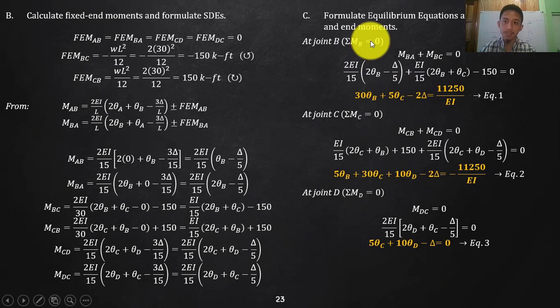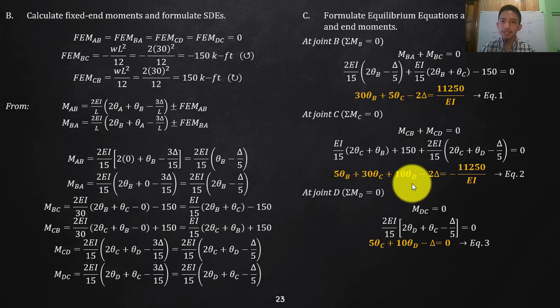Okay, so the summation at joint B, get your MBA, MBC, substitute, simplify. Summation at joint C, MCB, MCD, simplify, you will have this. Okay, it's up to you how you will simplify. If you want to make it decimal, as long as you consider the almost exact values. And then summation at joint D, the only member connected to that is your DC. So that is just MDC equal to 0. We will have your equation 3.